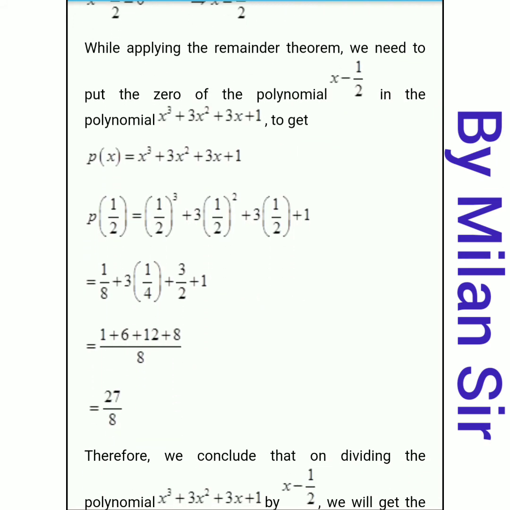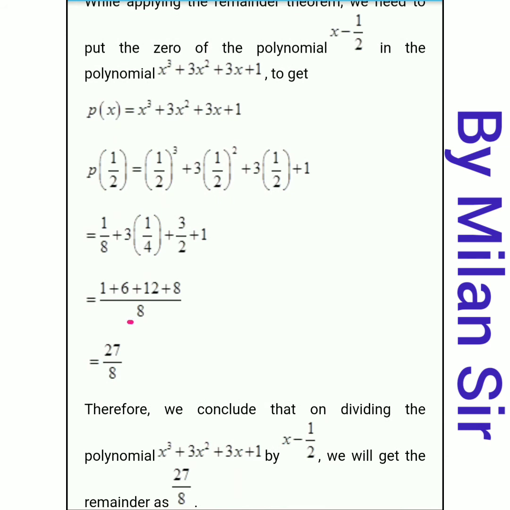This is our remainder, right? This is our remainder, so we need to write: we conclude that on dividing the polynomial by x minus 1 by 2, we will get the remainder as 27 by 8.